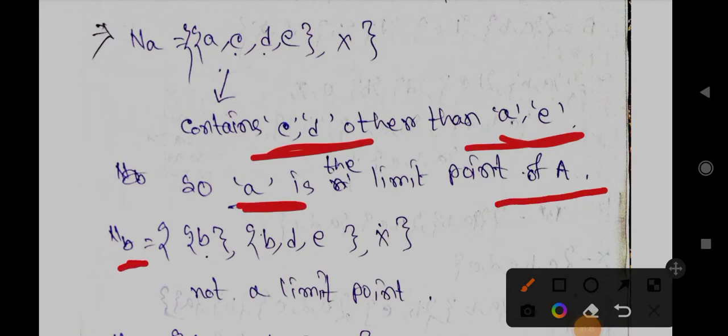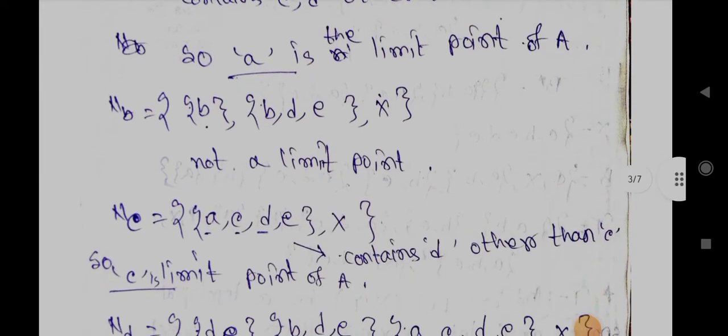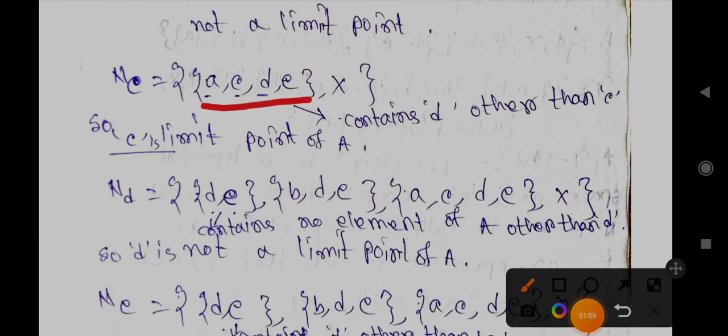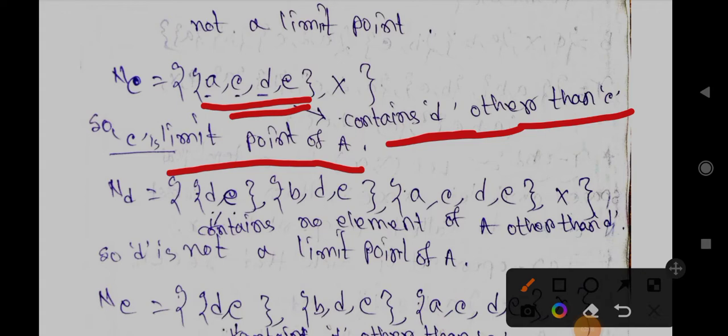Now NB = {B}, {B, D}, {B, D, E}, X. B is not a limit point. NC = {A, C, D, E} and X. So C is a limit point of A, as this contains D other than C. Now ND = {D}, {D, E}, {B, D, E}, {A, C, D, E} and X contains no element of A other than D. So D is not a limit point of A.